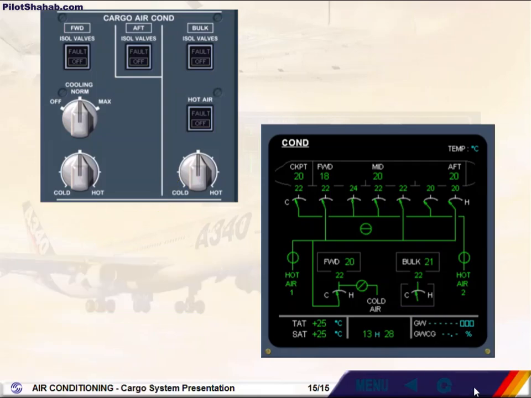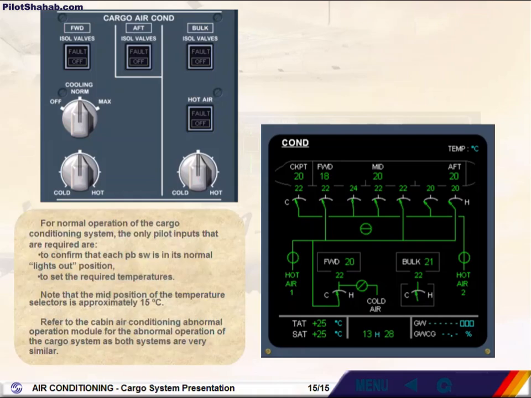For normal operation of the cargo conditioning system, the only pilot inputs that are required are to confirm that each push-button switch is in its normal lights-out position, and to set the required temperatures. Note that the mid position of the temperature selectors is approximately 15 degrees Celsius. Refer to the cabin air conditioning abnormal operation module for the abnormal operation of the cargo system, as both systems are very similar.